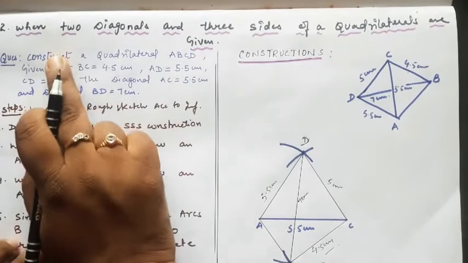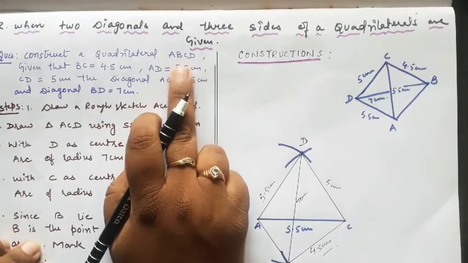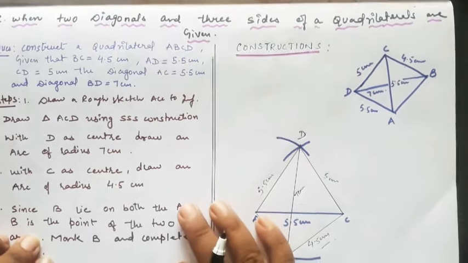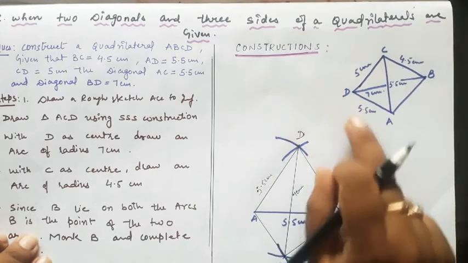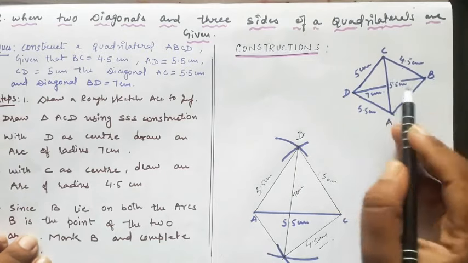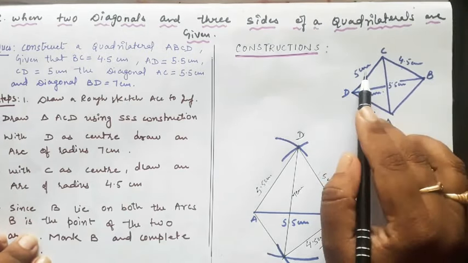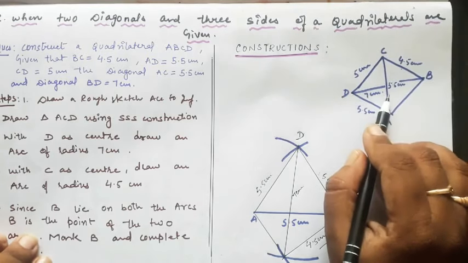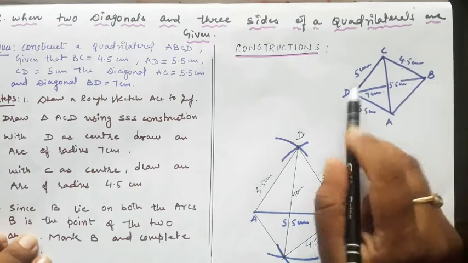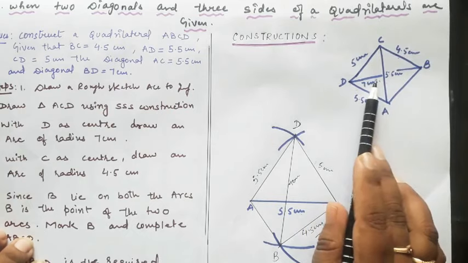See, in this condition, 2 diagonals and 3 sides of a quadrilateral were given to you. Okay, so our first step is to draw a rough sketch according to the information. So I have drawn this rough sketch, that is A, B, C, D, and all the dimensions I wrote here. Because it is easier for me to construct this triangle, because SSS means sides are given to us. So I have constructed ACD first of all by taking AC as 5.5 centimeter as it is given to us.